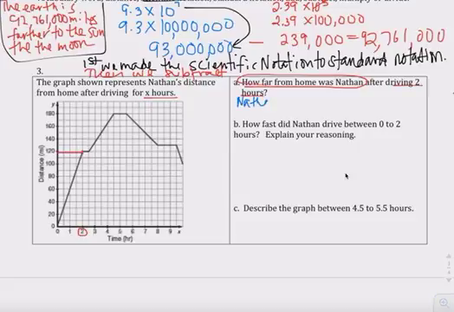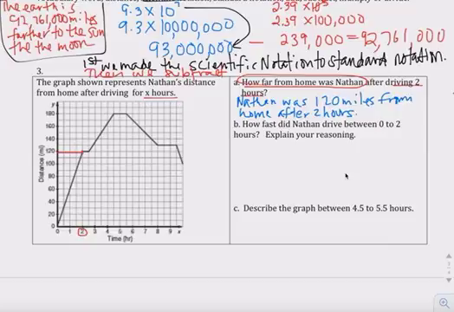Nathan was 120 miles from home after 2 hours.